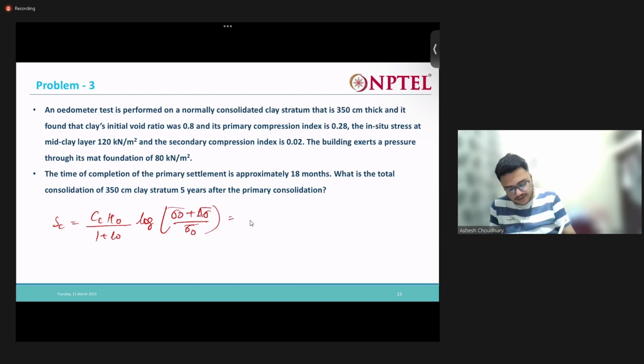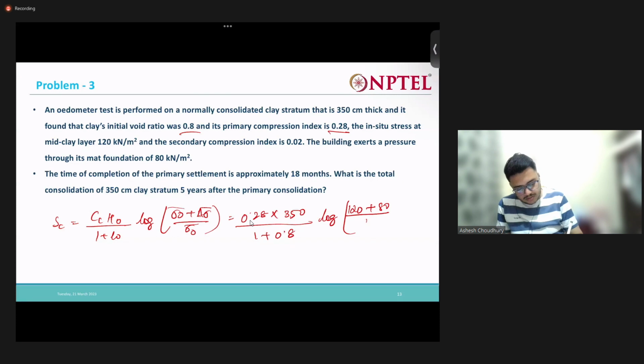Okay, so CC value is given to us, 350 centimeters given, this is also given, 120 percent by 80. So this comes out as 28, 350, which comes out as 12.08 centimeter. Okay, now let us calculate the secondary settlement.